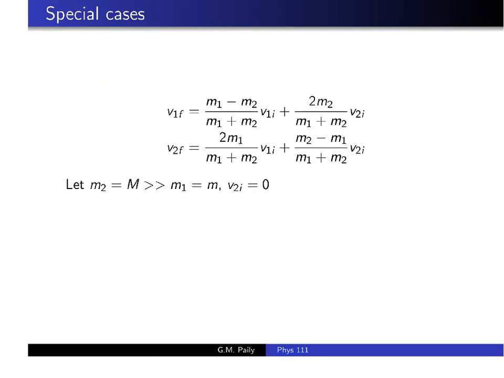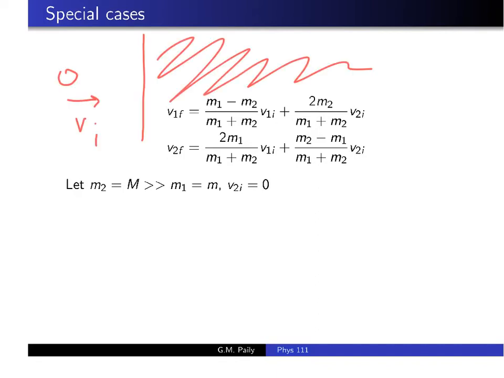Let's look at another special case. This time, we again have the second mass being stationary in the beginning, but now let's say that the second mass is much more massive than the initial first mass coming in. So, m2 is equal to capital M, which is big, much bigger than m1, which is equal to little m. If you think about it, this corresponds to the situation where the little mass, little m, is coming in and striking a huge massive object, for example, like a wall.